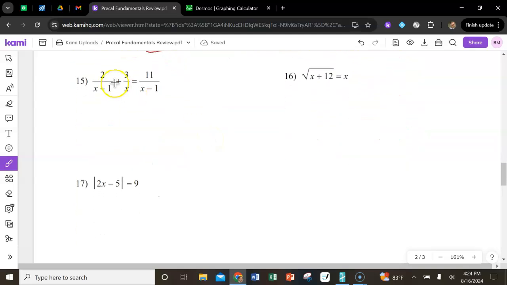Number 15 is a rational equation. With a rational equation, all you need to do is, step 1, get all your denominators to be the same. Okay, that's the first thing you want to do. Now, on this, you might look at this middle one and say, oh, I could just put a minus 1 with that, and then they would all be x minus 1.